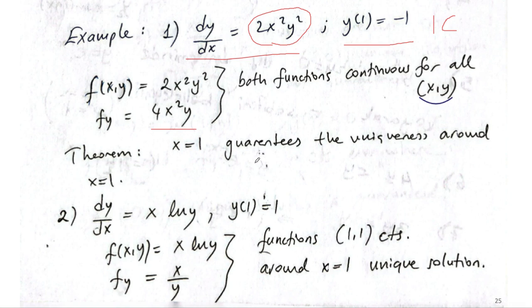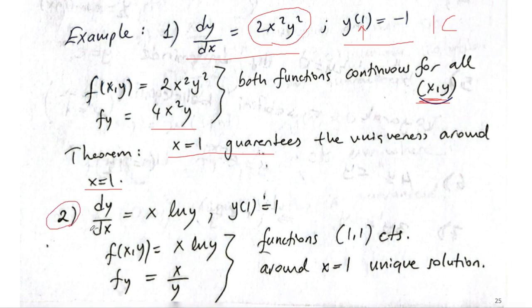So according to our rule or theorem, at this point here, x equals 1, this is covered within the continuity region. Therefore, we have a unique solution around this x equals 1 initial condition.